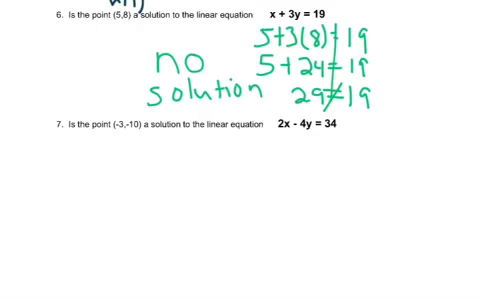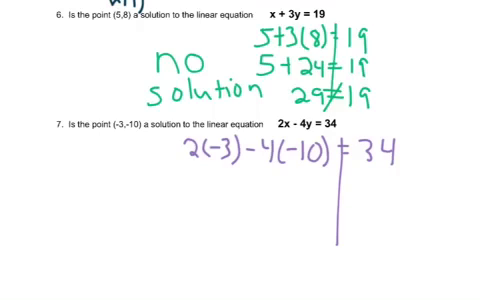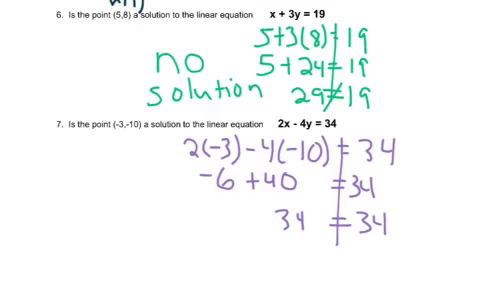Down here, plug it in, plug it in. So we would have 2 times -3, because that was my x, minus 4 times -10, and I want to know if it equals 34. Well, 2 times -3 is -6. -4 times -10 is a +40. -6 plus 40 is 34. So 34 does equal 34, so yes, this would be a solution. If you graph that line, this point would be actually on it.